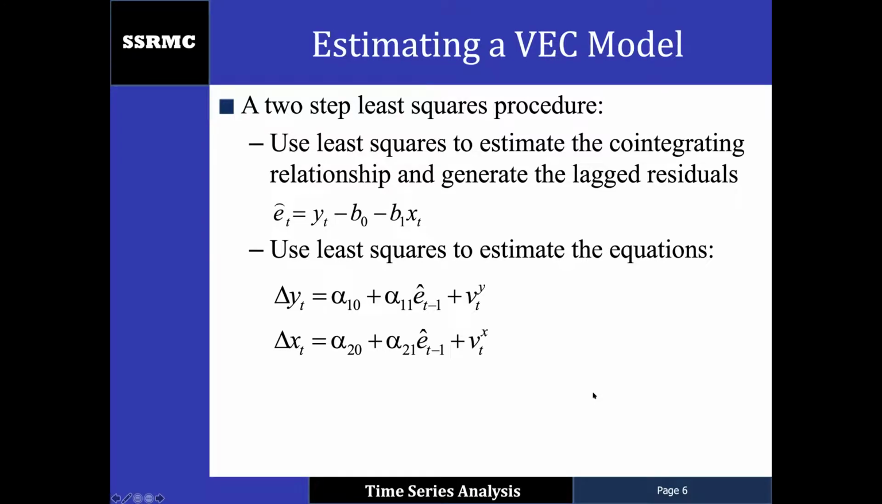Now, let's have a look at the procedures to estimate a vector error correction model. Typically, there are two steps. The first step is to estimate the co-integration relationship, and then to generate the lagged residuals to be included in the second step. So in the second step, we're going to estimate two equations together. And you may notice that we use e_{t-1} hat in both equations. Those are the error correction terms. That's from the first step.